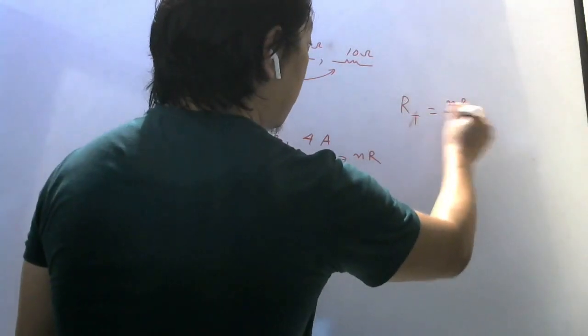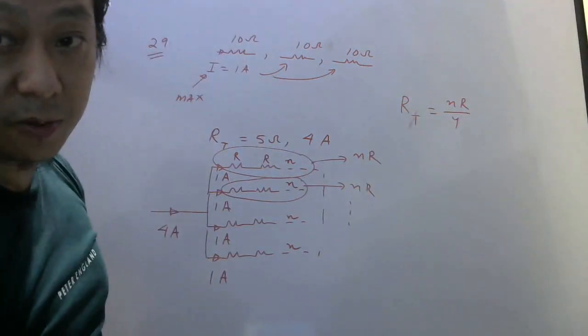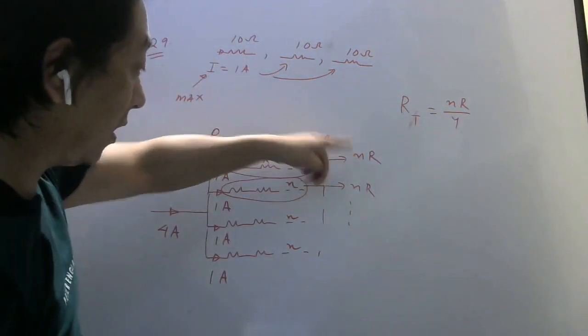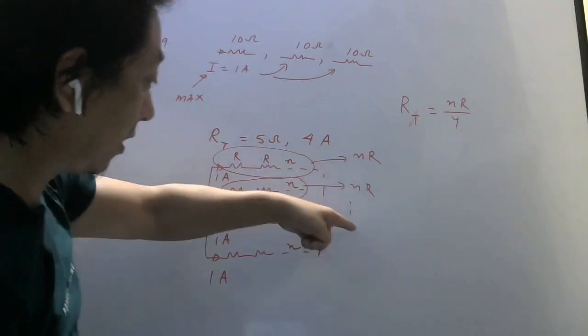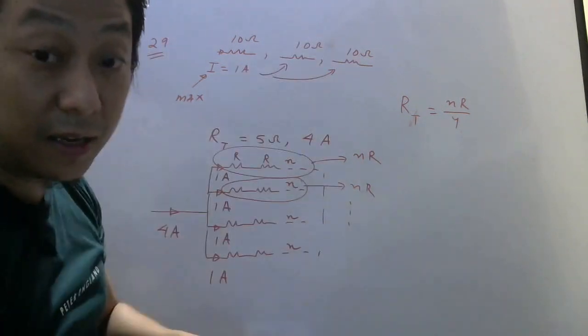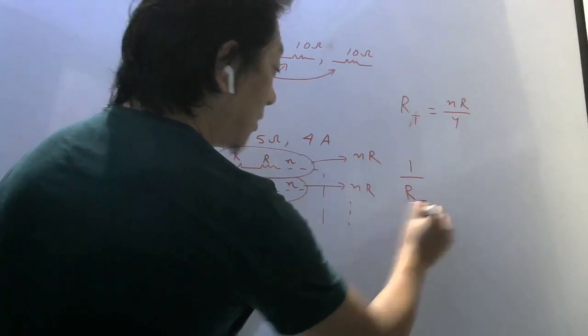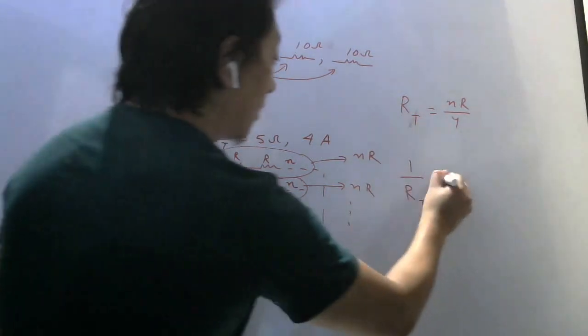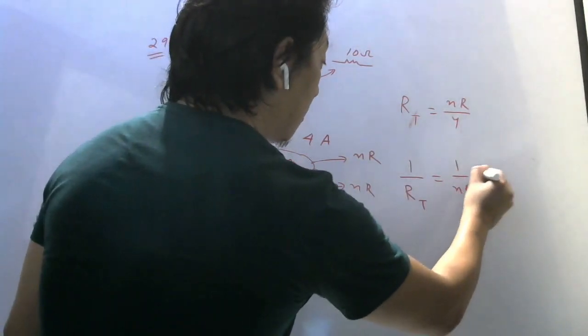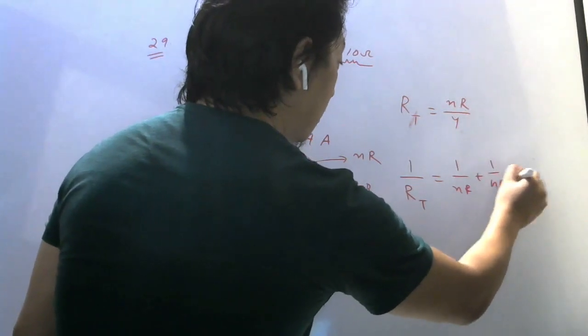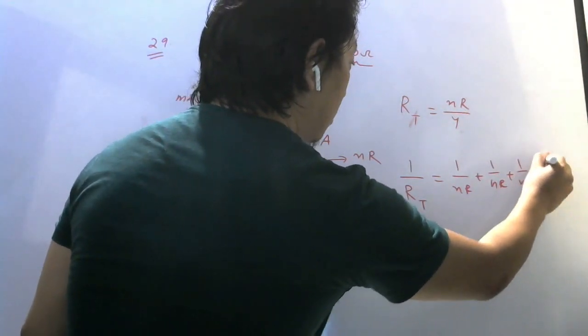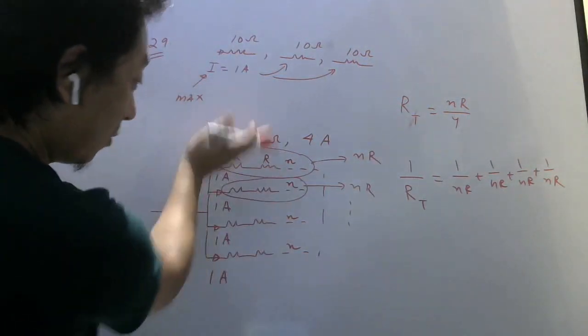NR by 4. Did you understand this concept or not? This resistance is NR, this is NR, this is NR, this is NR. They are in what combination? Parallel. So in parallel, how do we write? 1 by resistance total in parallel is 1 by NR plus 1 by NR plus 1 by NR plus 1 by NR. So 4 times, right? Because 4 branches are there.